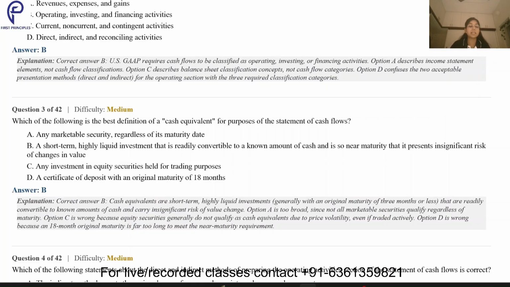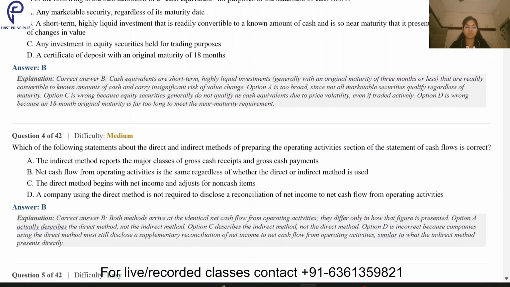Then option C, any investment in equity securities held for trading purposes. Is this correct? No, this is also not the correct answer. Then option D, a certificate of deposit with an original maturity of 18 months. Is this correct? No, this is also not correct, because this also does not qualify as a cash equivalent.